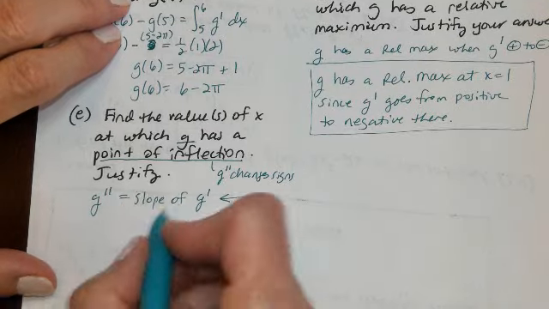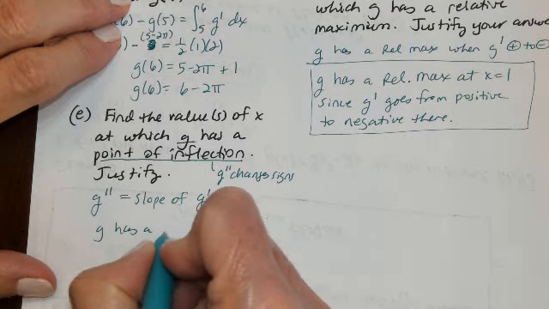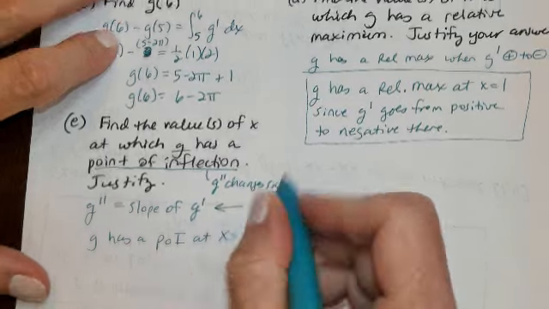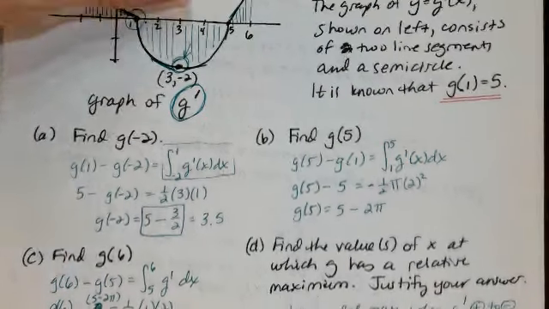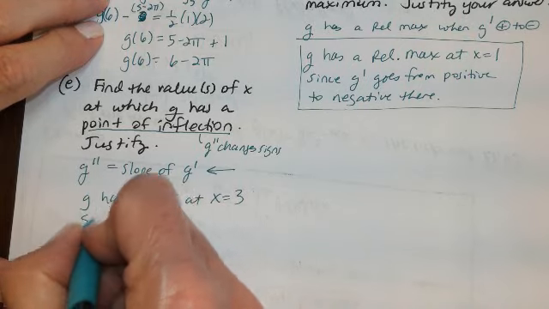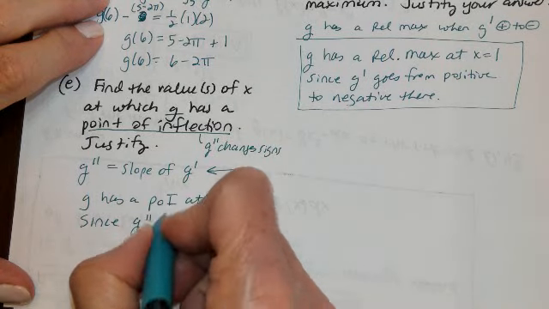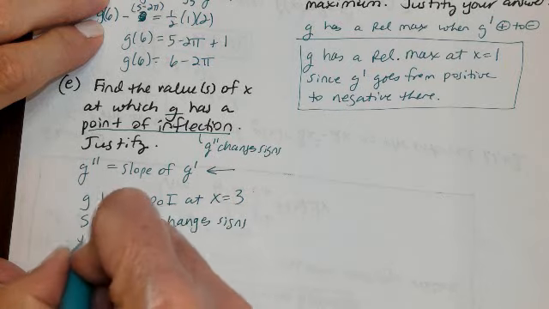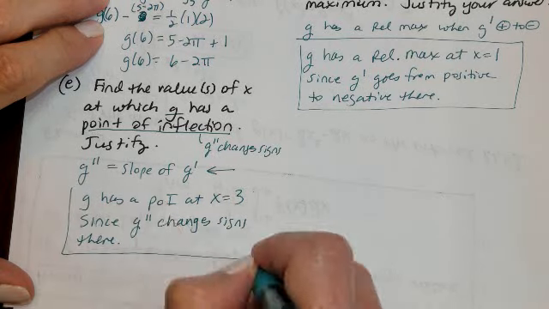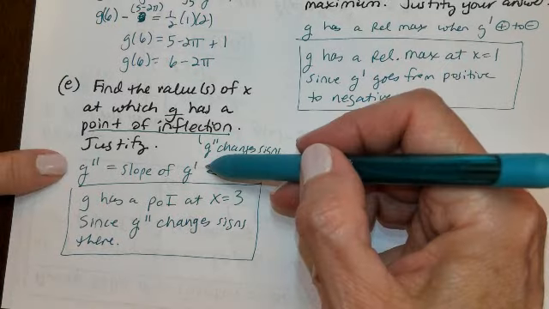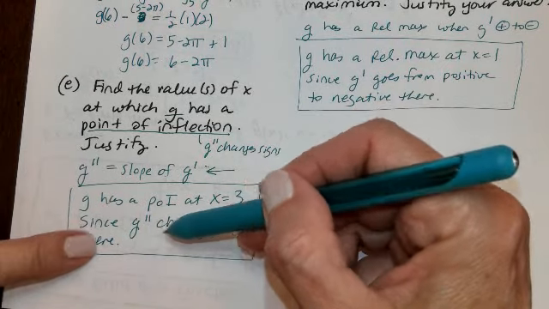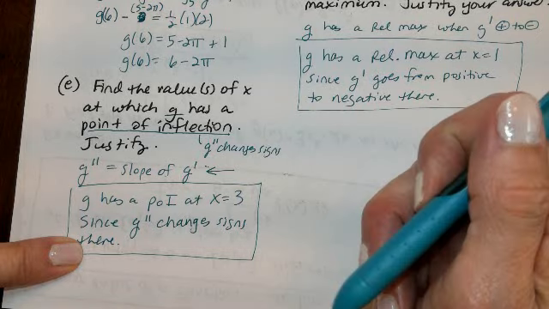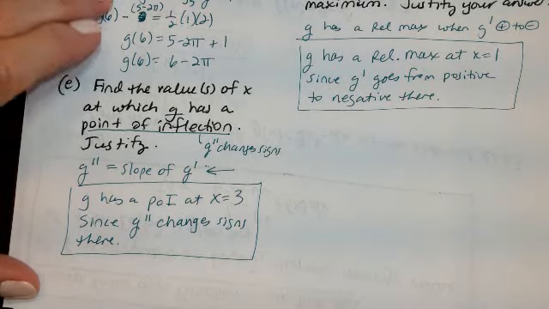So down here, G has a point of inflection, POI, at x equals 3. That was that x value there. X equals 3, since G prime changes signs there. That would be my answer. If I say this. If I didn't say this, I'd have to put it down here: since the slope of G prime changes signs there. Okay? That would be another way to write that answer.